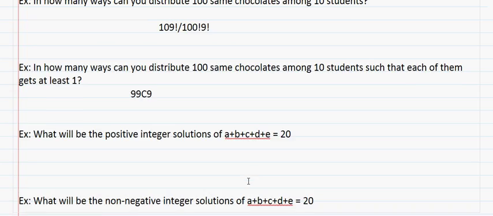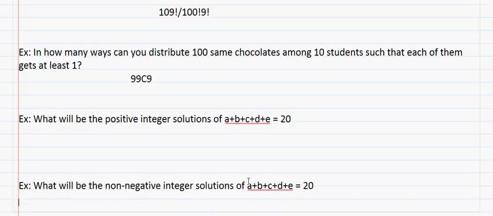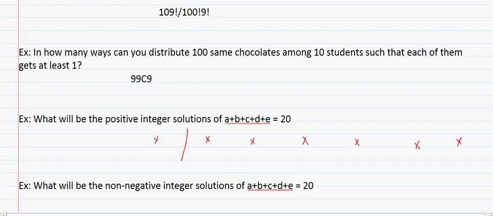Next question is also very common, which says find the positive integer solution of a plus b plus c plus d plus e is equal to 20. So this is nothing but distributing 20 objects, right? So let's mark the objects with X. So there are 20 objects amongst 5 students such that each of them gets at least 1, right? So we have to place 4 blinds in between the 19 spaces, right?